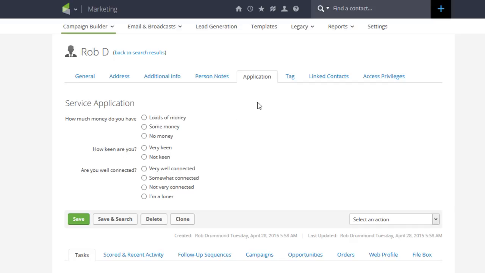So the sort of questions that we're asking were things like, how much money do you have? Obviously these are worded a bit differently, but how much money do you have? So do you have loads of money, some money, no money? How interested are you? Very keen, not very keen. And then make a note of this question here.